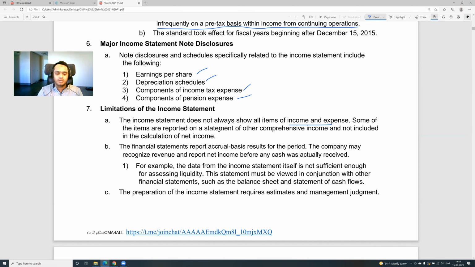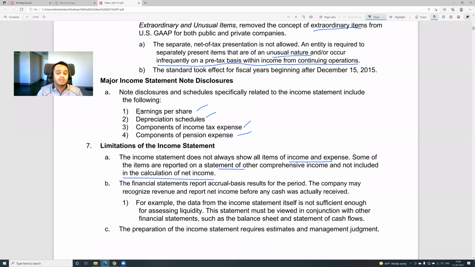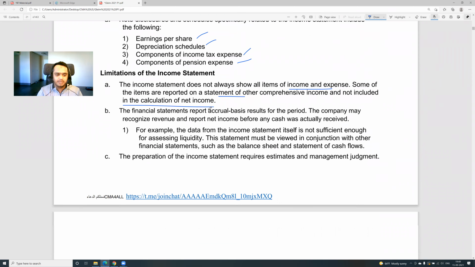Some of the items are reported on a statement of comprehensive income, not included in the calculation of net income. Yes, these are all items which we are talking about now. These will be disclosed in the other comprehensive income statement.